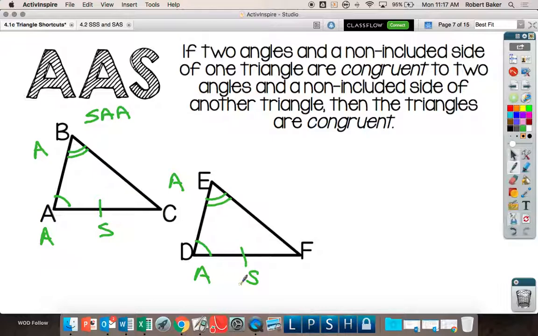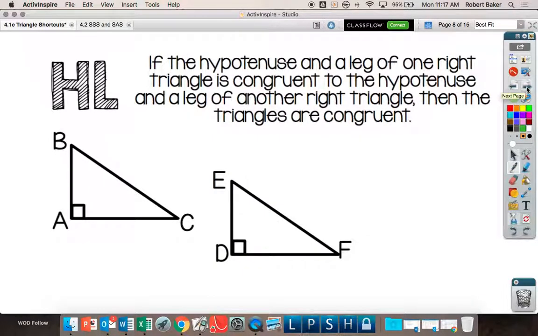Ready? HL. Glaringly different. Why? Because it gives you two letters, not angles. There's no S's and there's no A's anymore, are there? Now what are the two letters? H and L. It's just H and L.